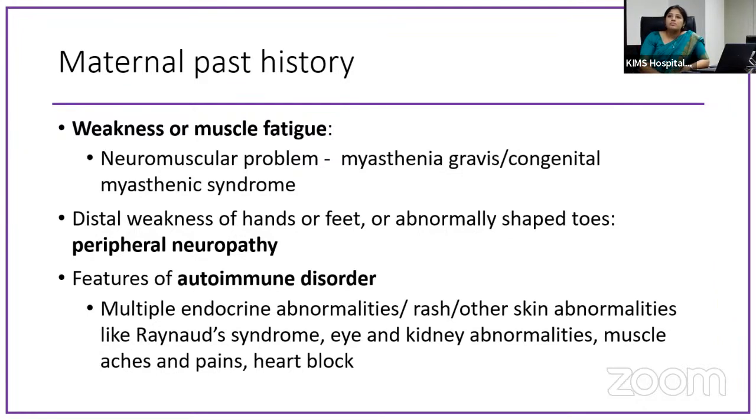Features of autoimmune disorders in the mother can include multiple endocrine abnormalities, rash, or other skin abnormalities like Raynaud's phenomenon, eye or kidney abnormalities, muscle aches and pains, and heart block. These can point towards a maternal autoimmune disorder, which can sometimes be transmitted to the next generation also. A common example being neonatal lupus.